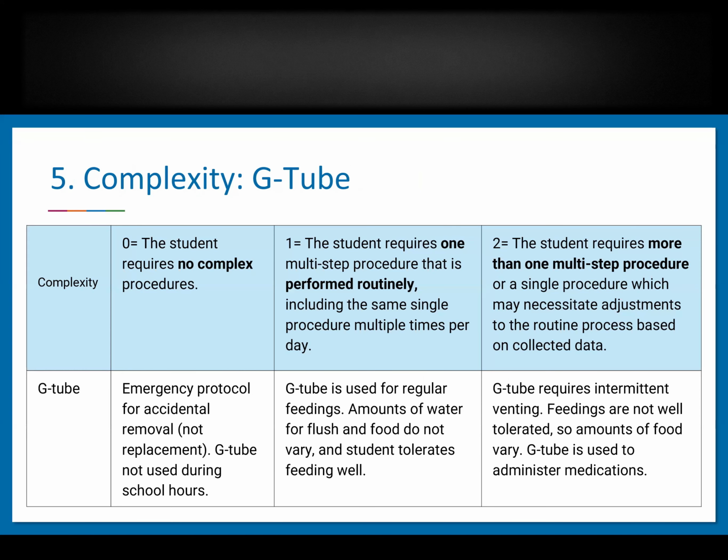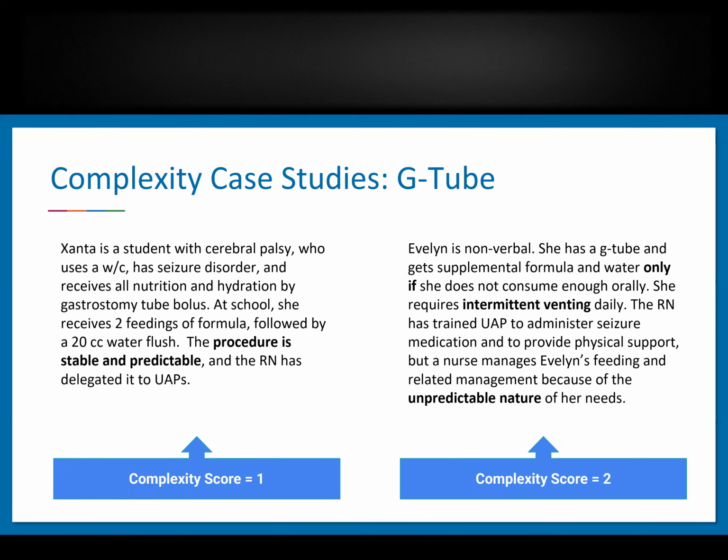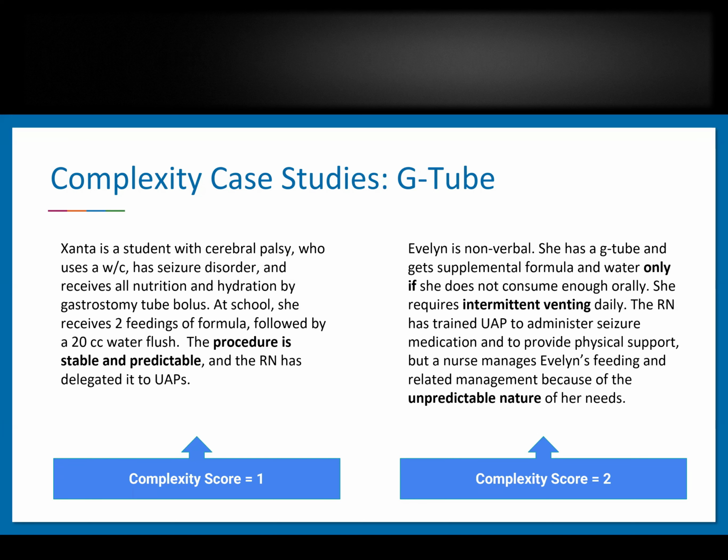It's the same routine task repeated. However, Evelyn is nonverbal. She has a G-tube and gets supplemental formula and water only if she does not consume enough orally. She requires intermittent venting daily. The RN has trained UAPs to administer seizure medication and provide physical support, but a nurse manages Evelyn's feeding and related management because of the unpredictable nature of her G-tube needs. The complexity score would be a 2.